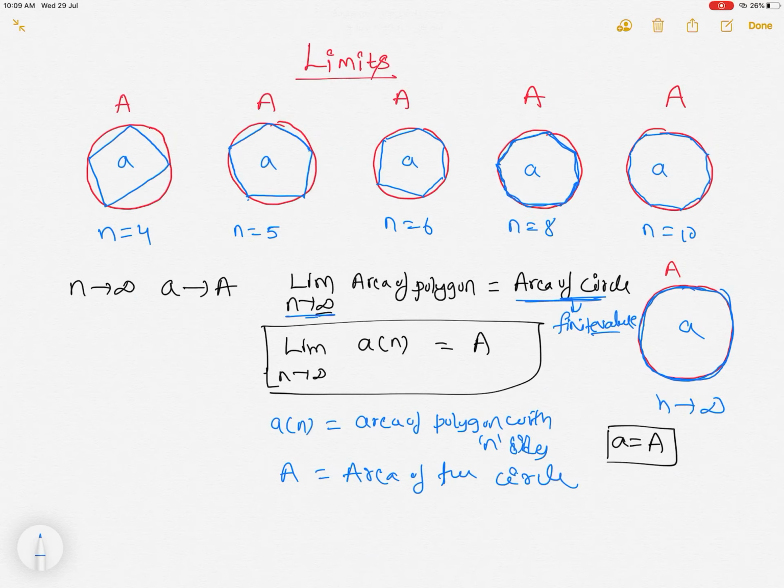Next class we will learn how to solve limit problems using functions and so on.